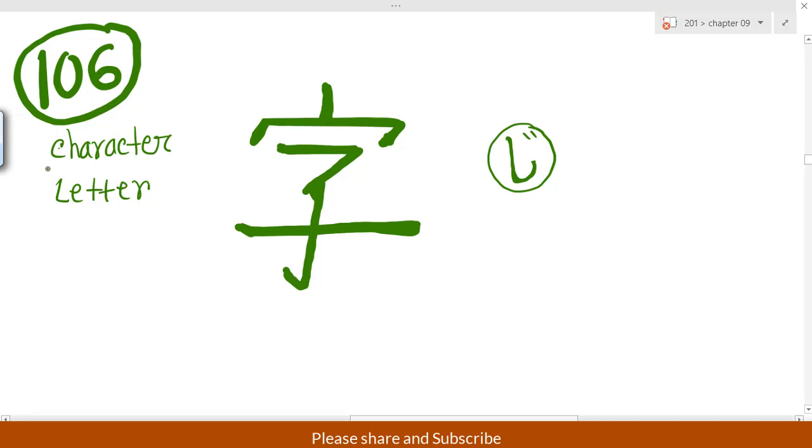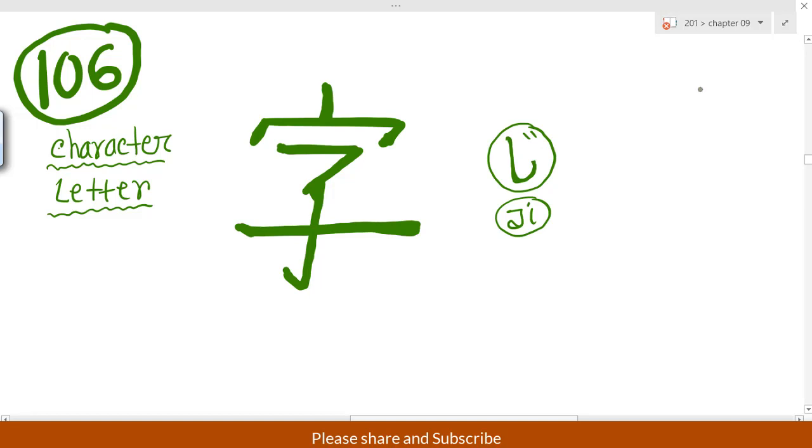This is the kanji for character or letter. For the meaning of character and letter, this kanji is usually used. Here is only one sound, Z. Here is only one sound, so G, this sound, Z. So G means character or letter.